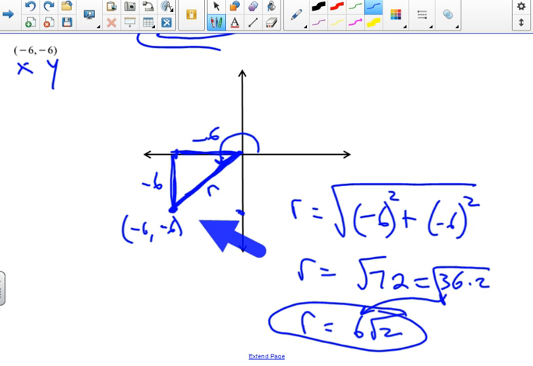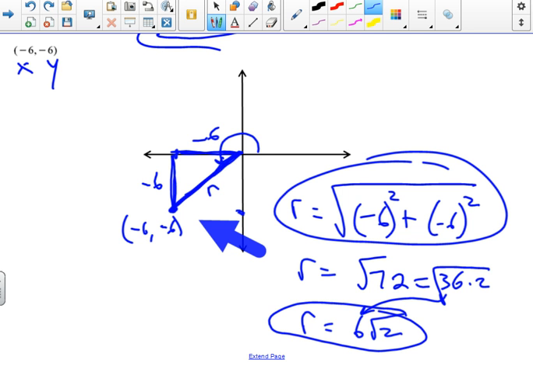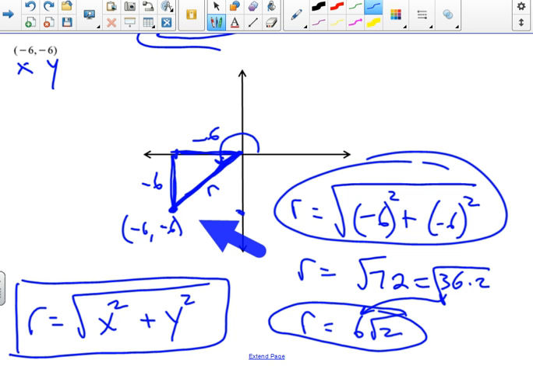So this step here, finding that r using the Pythagorean theorem, the r value is just going to be the x squared value plus whatever the y is squared. That is something we're going to use quite a bit coming up. All right, let's see what we have next.